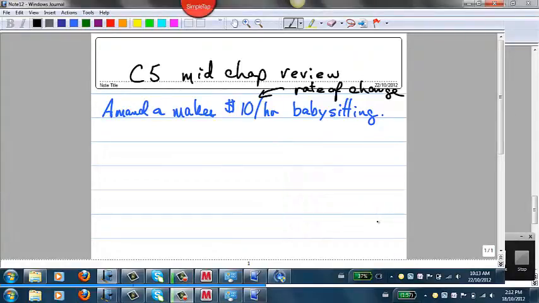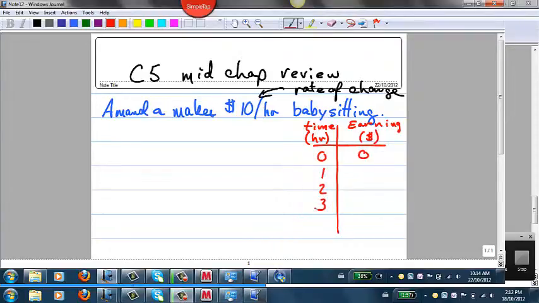All right, so here's a short little review in preparation for your quiz tomorrow, mid-chapter review. Let's take a question where you might be asked to graph based on a sentence or some information. Let's say Amanda makes $10 an hour babysitting, and you're asked to create a graph that represents that situation. How much does she make over time or something like that.